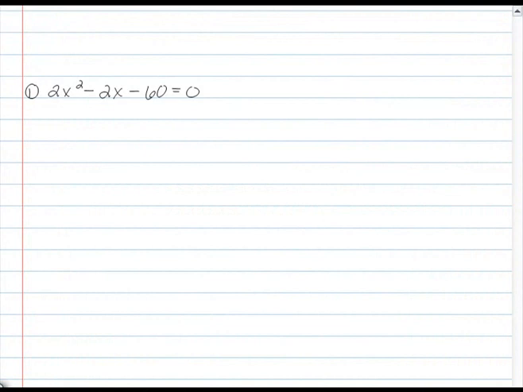Okay, so here's our first example. We've got 2x squared minus 2x minus 60 equal to 0. When you're going to solve something by factoring, it's important that it's always equal to 0. So in this particular problem, that's our case.